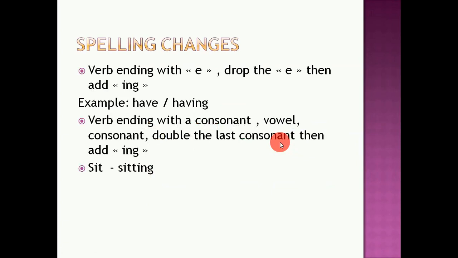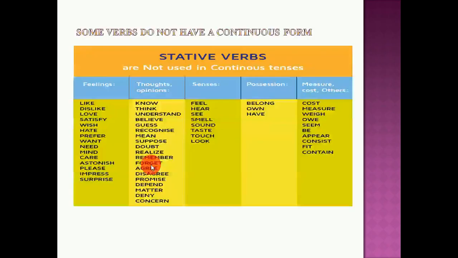There are some spelling changes that may occur when we add ing to the verb. Verb ending with e: drop the e, then you add ing. For example, have, drop the e and say having. Verb ending with consonant, vowel, consonant: double the last consonant, then you add ing, like here, we doubled t and then added ing.